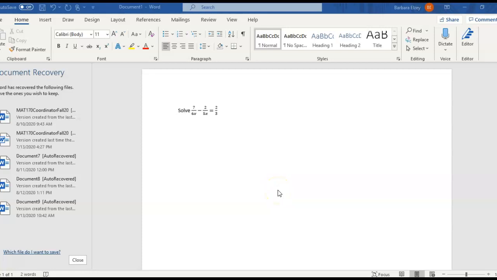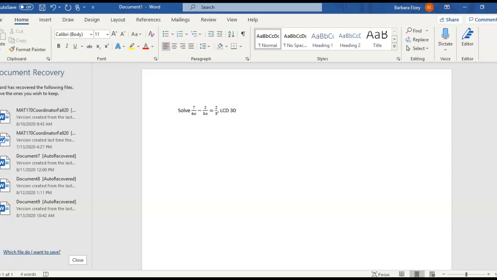So let's solve this equation, and let's notice that there are fractions in every single one of our terms, and we want to multiply by the common denominator to get rid of the fractions. So to do that, our common denominator, if we look at 6, 5, and 3, we want the smallest number they will all divide evenly into, and that's 30.